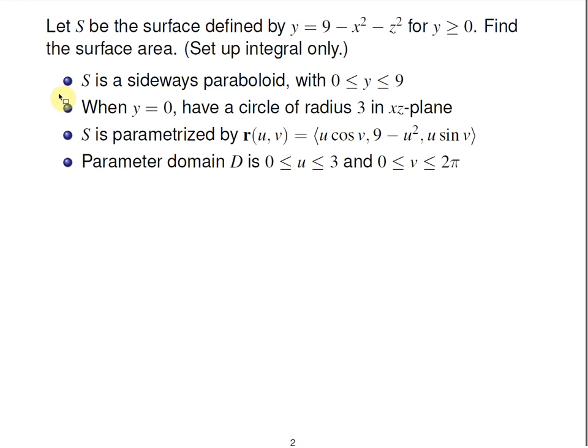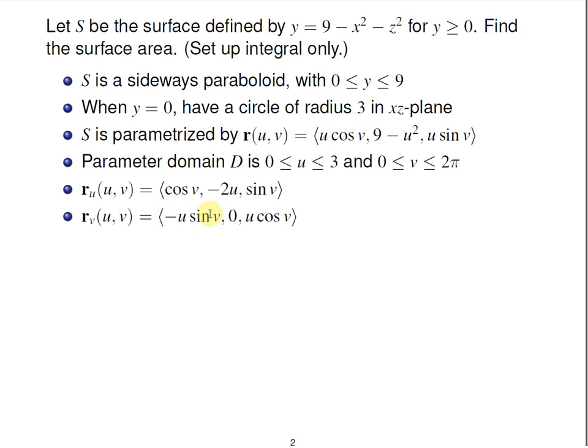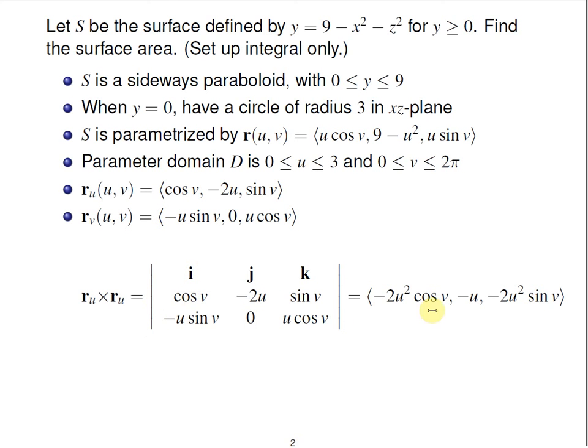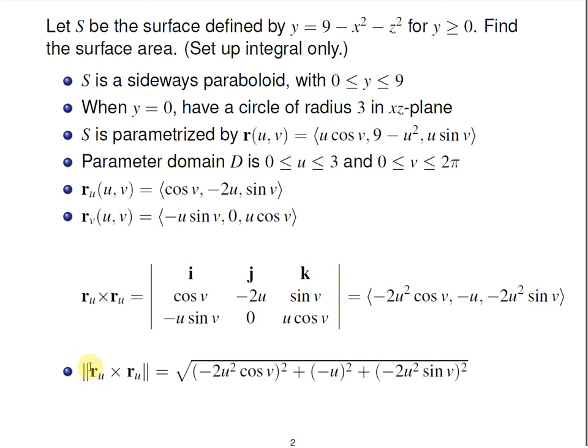And now let's go back. So I took the partial derivative with respect to u, I also took the partial derivative with respect to v, and the cross product, if you write out all the details, looks like this. We are going to need the length of this vector, so the magnitude of that vector looks like this, and I simplified just slightly to get something like that.